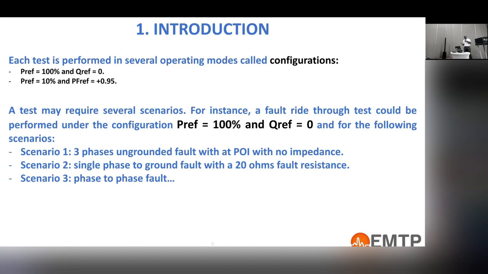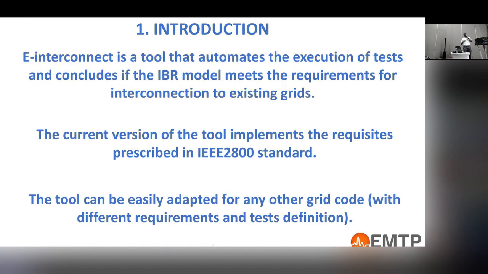And the way it is done now is manually. You understand that it is tedious to do manually. And when you do it manually, you can make errors. You waste a lot of time. You are not efficient. You are an engineer, you need to be efficient, and to be efficient, you need to automate. So the interconnect tool is a tool that automates the execution of tests and concludes whether the IBR model meets the requirements for interconnection to the existing grid.